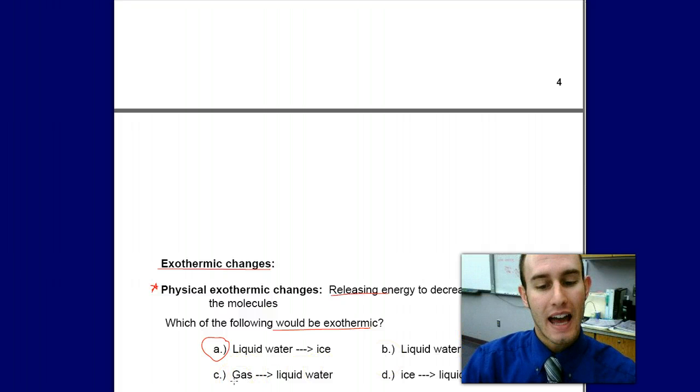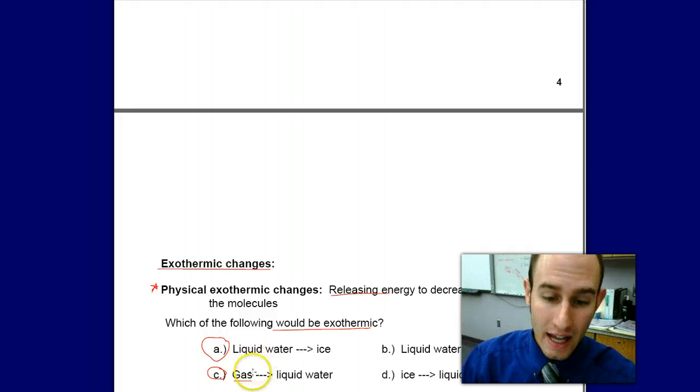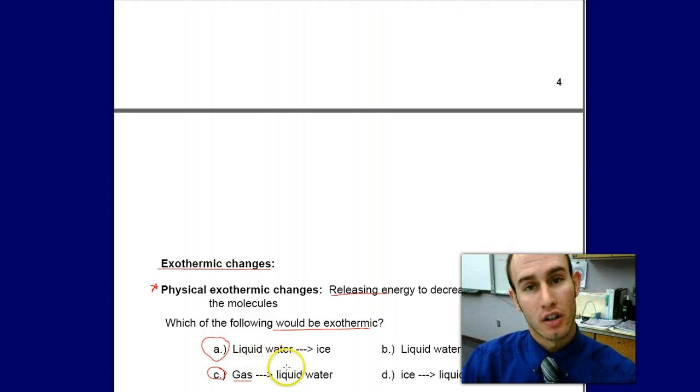C, to take a gas from a gas to a liquid. Again, it's exothermic. I am releasing energy. Ask yourself that question: if I add energy, does it become liquid? No. I have to take away energy from a gas to turn it into a liquid.